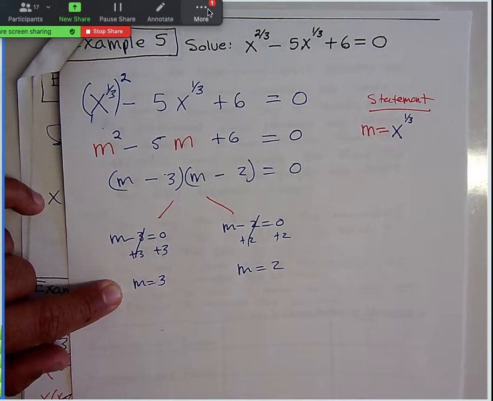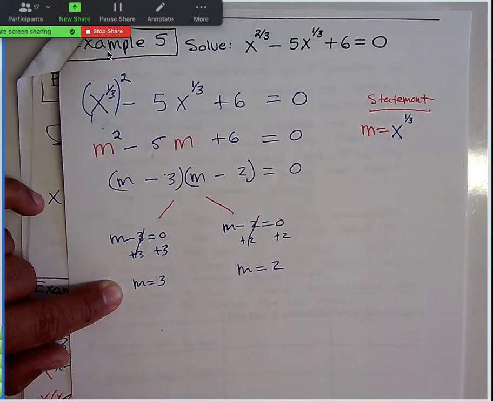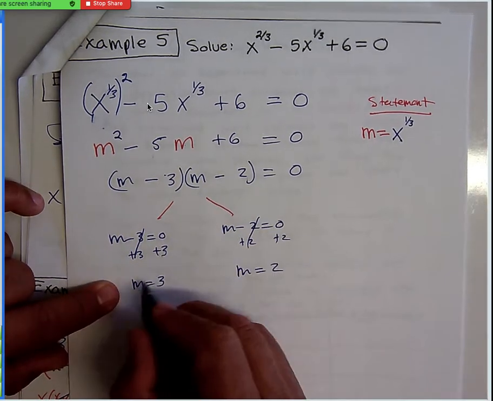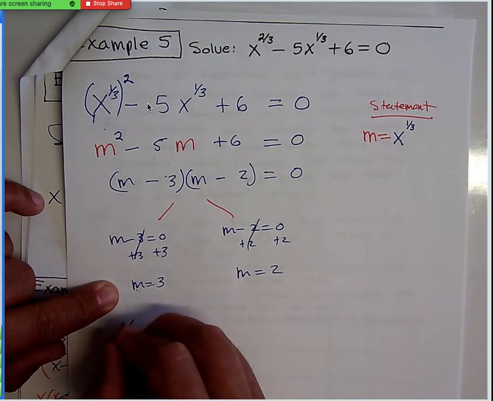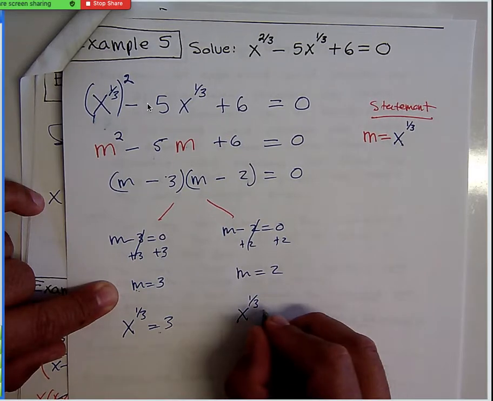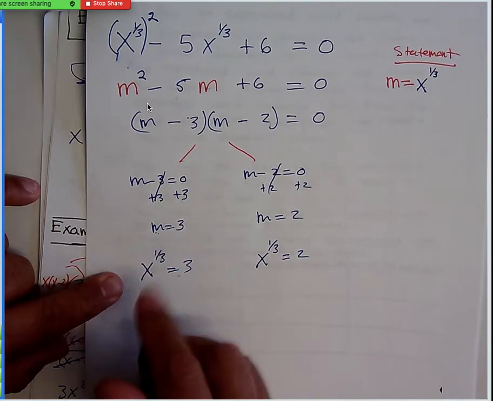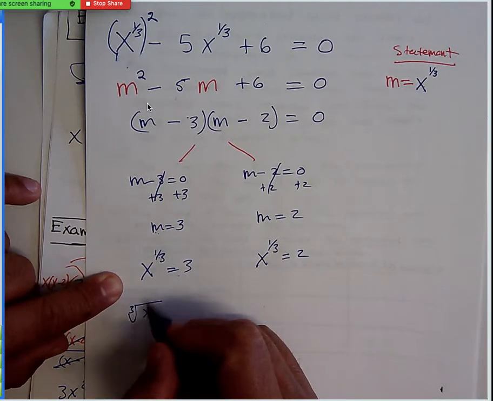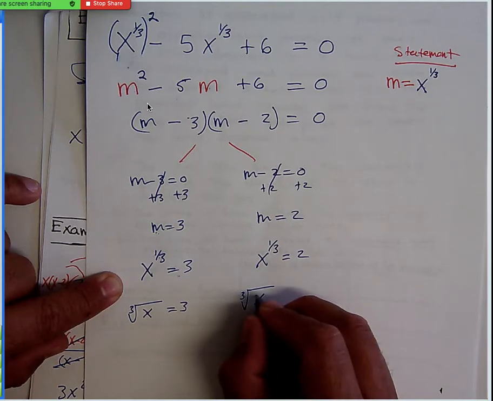All right. Yes. So we're gonna make the M, we're gonna resubstitute the x to the 1/3. Okay. And then this, I'm gonna make it look different. I'm gonna do the cube root of x. These two are the same thing. The cube root of x.